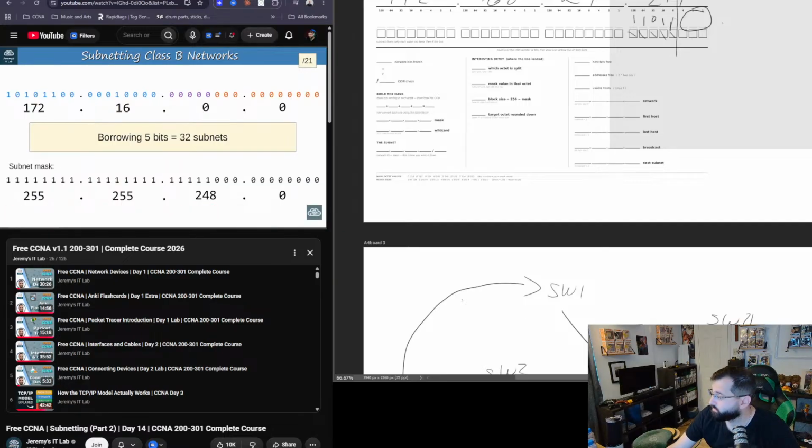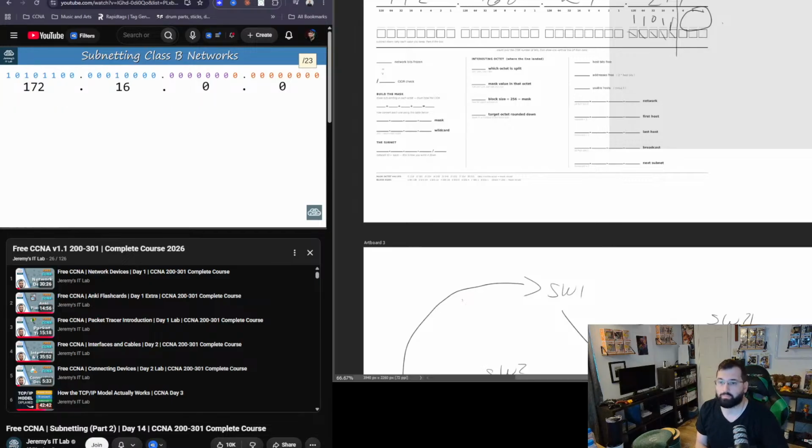Borrowing 5 bits gives us 32 subnets, and the prefix length is /21, which is 255.255.248.0 in dotted decimal. Borrowing 6 bits gives us 64 subnets. Getting close. The prefix length is /22, which is 255.255.252.0 in dotted decimal. Let's borrow 1 more bit, which should be enough. Borrowing 7 bits gives us 128 subnets. The prefix length is /23, which is 255.255.254.0 in dotted decimal. So, this is the correct answer. We should use a /23 prefix length so we can create the 80 subnets we need. 128 subnets is more than we need, but /22 only allows for 64, which is not enough.